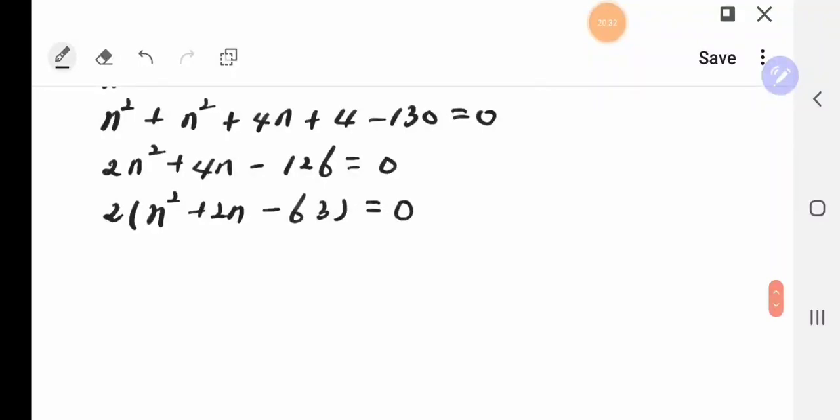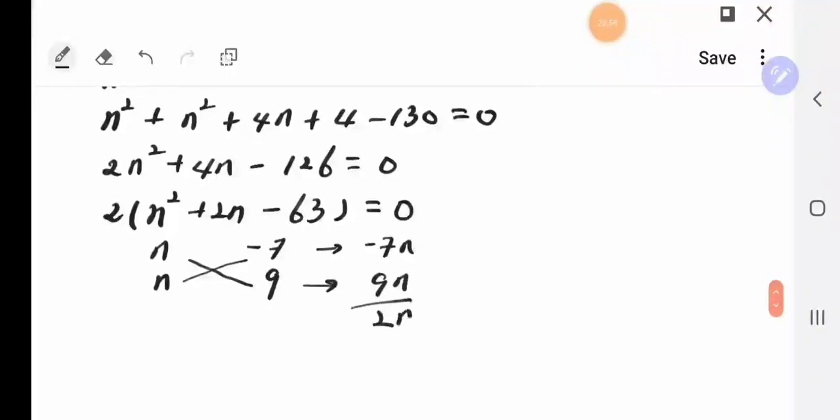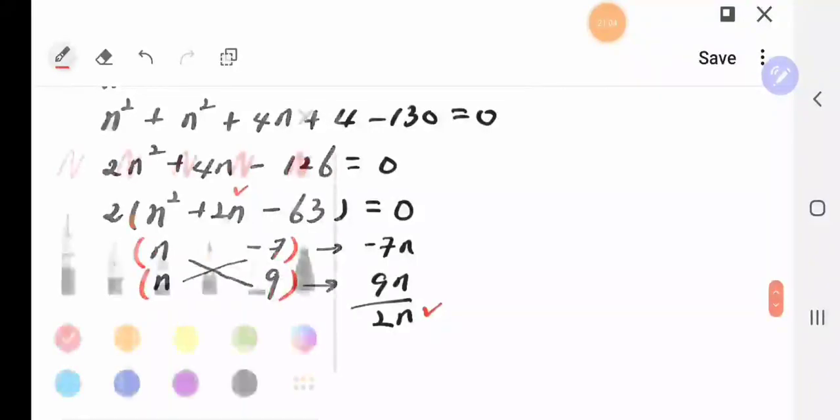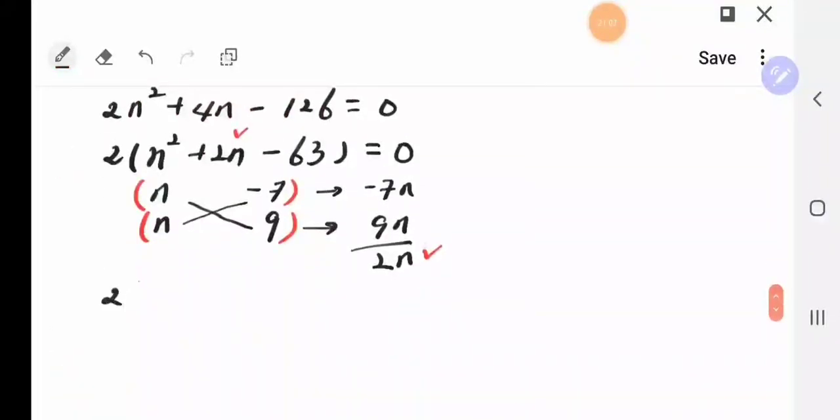Okay, let's factor this trinomial. So n times n is n squared. 63 is, let me rewrite this 63 again. 63 is 7 times 9. And then we gotta put the negative sign, so put it on 7. And this will be negative 7n. This product is 9n. The sum is 2n, which is the same as the second term. So this trinomial is a product of these two binomials. So if we rewrite it, then this will be 2 times n minus 7 and n plus 9 is equal to 0.